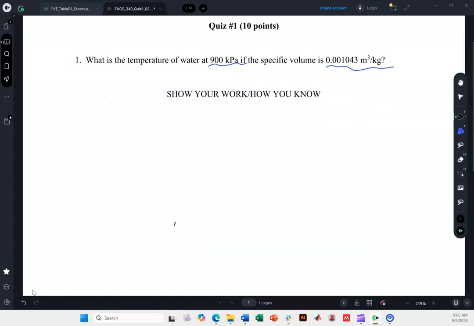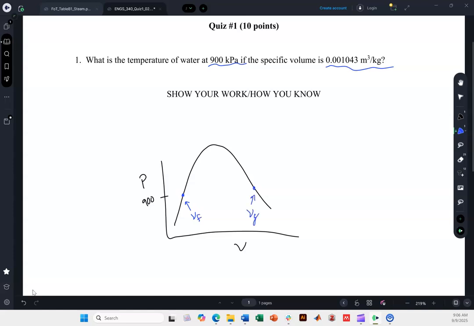I am thinking that this is what the pressure specific volume chart looks like. I know I'm here at 900. Again, this is just a cartoon. So the first thing I'm asking is, am I a liquid? Am I a vapor liquid mixture, or am I a superheated vapor?